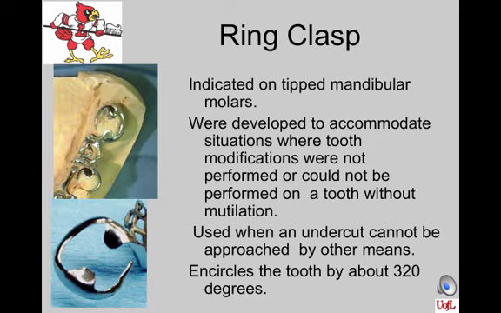The ring clasp is indicated on the mandibular molar that has tipped into the area of the edentulous space. The molar often tips to the mesial and leans to the lingual. The ring clasp was developed to accommodate situations where tooth modifications were not performed or could not be performed on a tooth without mutilation of the tooth, often on that mesiolingual area. It is used when an undercut cannot be approached by other means.